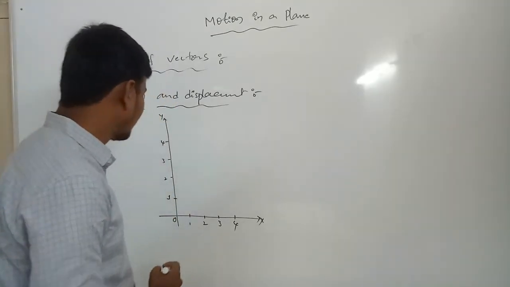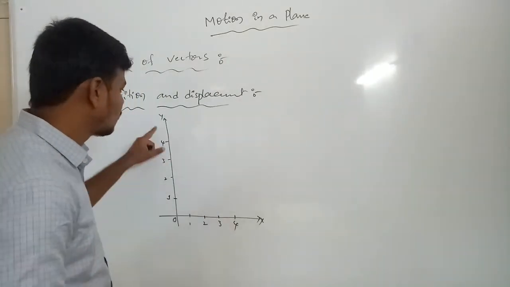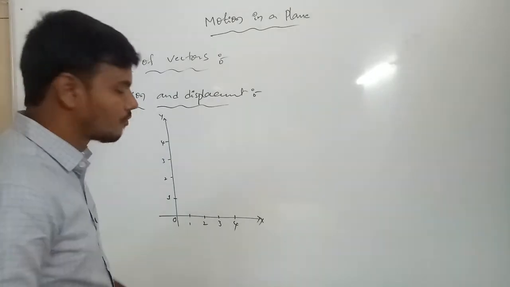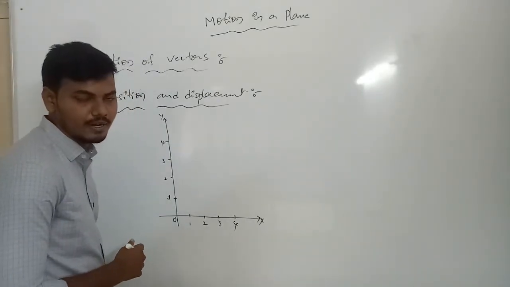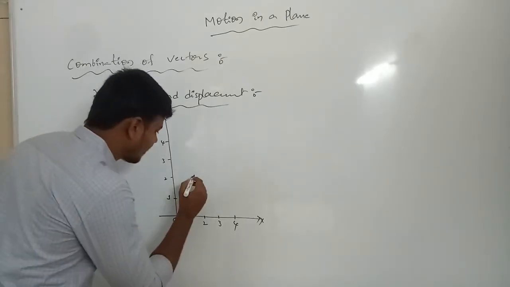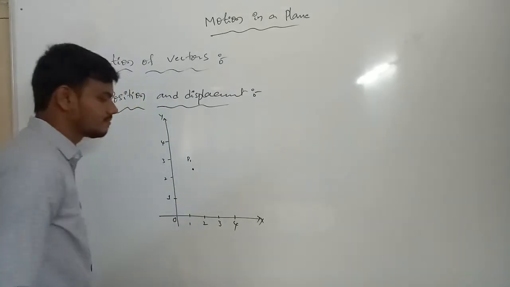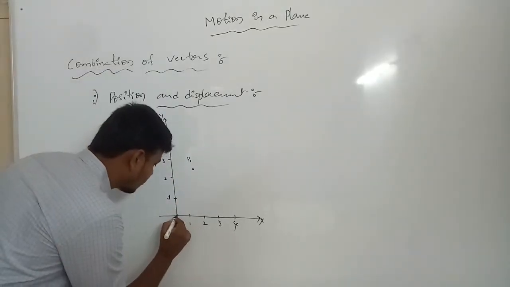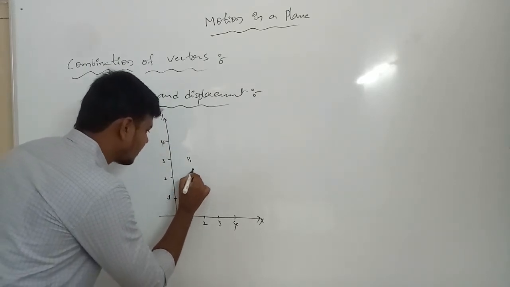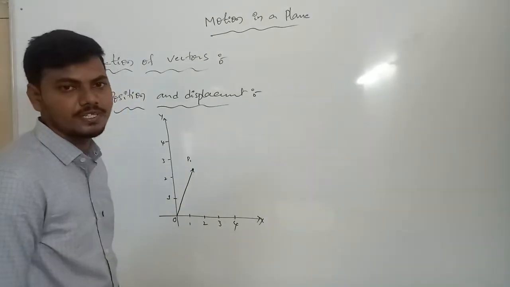Clearly we can observe O is the origin point. From the x-axis to the y-axis we go to the first point, the position point. So this is the first point, P1. The O to P1 position.